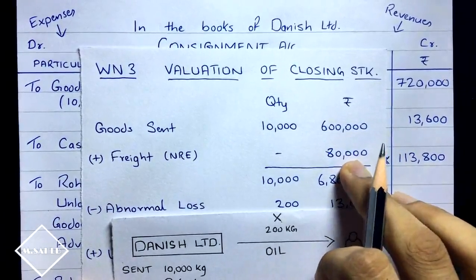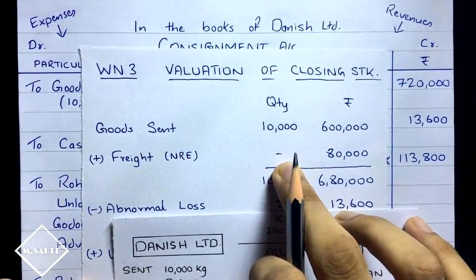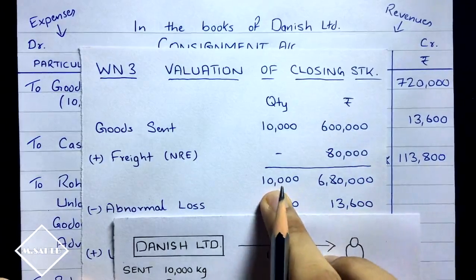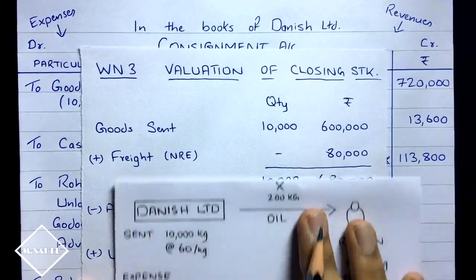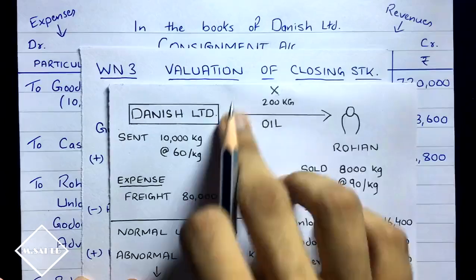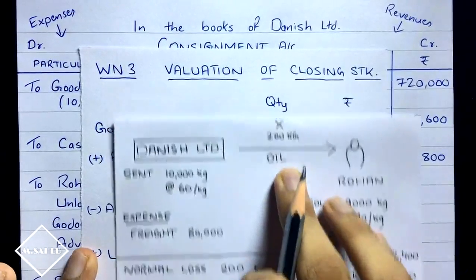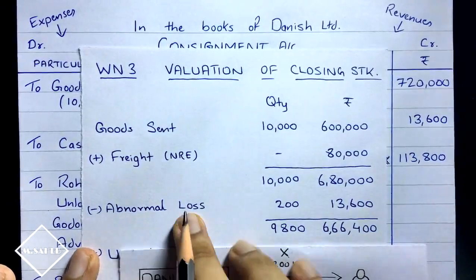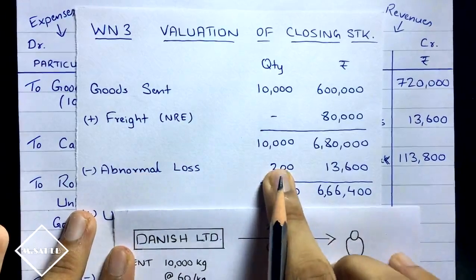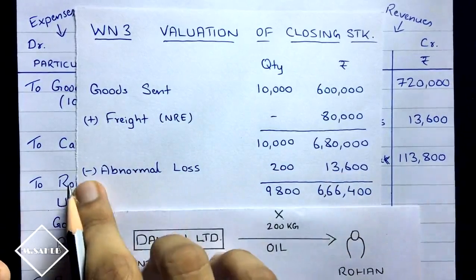So you take the entire amount, 80,000, and it will not increase the quantity, it will just increase the cost. 6 lakh plus 80,000 is equal to 6 lakh 80,000, and 10,000 is the same quantity. And then you have to go in sequence. Very next, abnormal loss happened. 200 kg of oil were destroyed, so take that. But abnormal loss will be subtracted, because abnormal loss reduces the quantity as well as the value of the cost, isn't it? So you have to subtract it, okay.